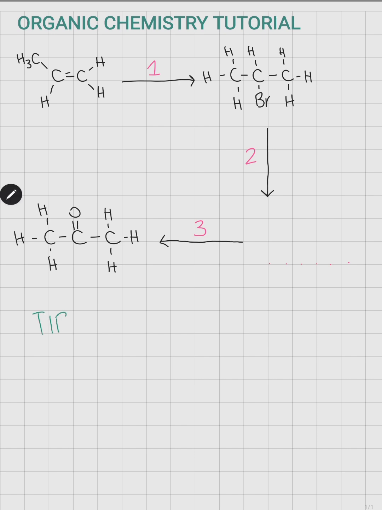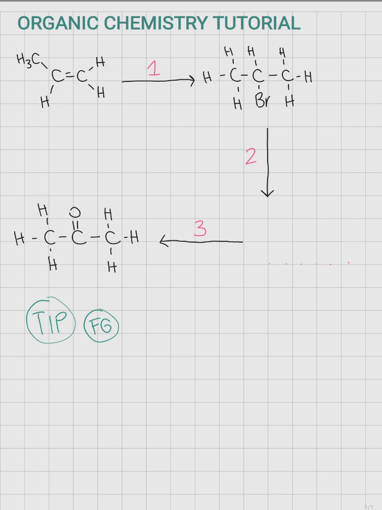I have a tip for you. Make sure you focus on each functional group at a time. Okay? So think about each functional group and the reactions that you're familiar with. The first one, for example, is an alkene. How many reactions of alkenes do you know? So try to retrieve it from memory and then think about, okay, I have an alkene to a bromine.